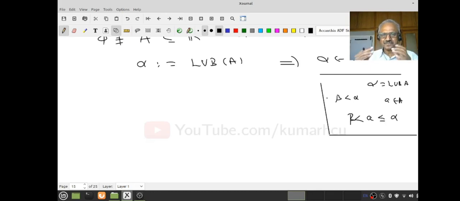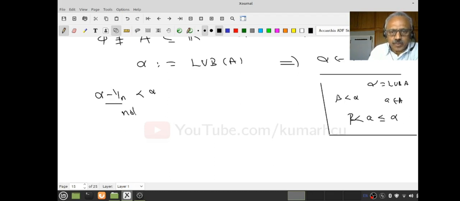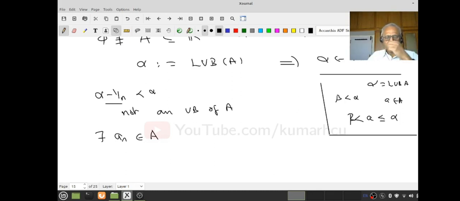If you learn this, you will be very happy with that. Okay, now what I want to do is look at alpha minus 1 upon n. This is strictly less than alpha, therefore this is not an upper bound. That means there exists a in A, I call it a_n, because for each n I am going to consider alpha minus 1 upon n, therefore there will exist an element a. That element may depend upon my choice of n, therefore I call it a_n. So what happens: alpha minus 1 by n is strictly less than a_n, but that a_n is less than or equal to alpha because alpha is an upper bound.